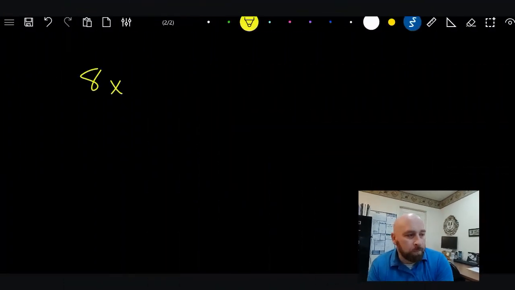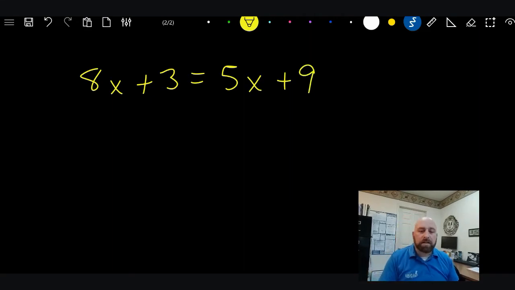This one is 8x plus 3 equals 5x plus 9. 8x plus 3 equals 5x plus 9. And if you notice, there's lots of different things going on here. This is not just one step. These are multiple steps. So we're going to take our time and we're going to move things around and we're going to do what we can do. And we're going to move the letters to one side, move the numbers to the other side. We're going to check our answers. We're going to follow the steps.